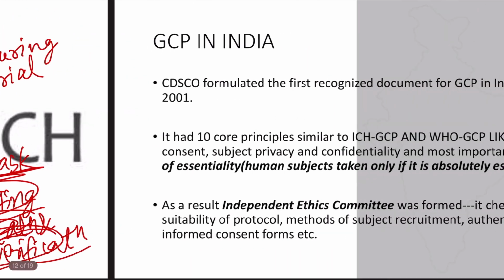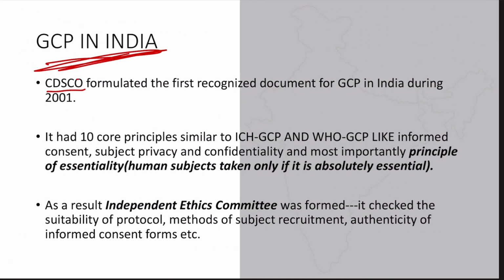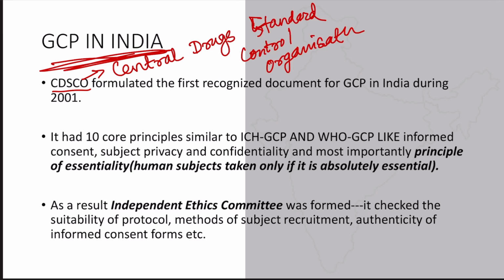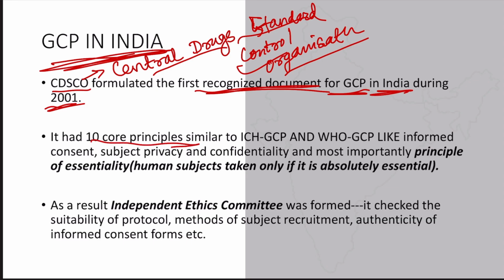Now coming to the next topic, that is GCP in India, that is Central Drug Standard Control Organization. So CDSCO, that is Central Drug Standard Control Organization, formulated the first recognized document for GCP in India during the year 2001, and it had 10 core principles which were very similar to ICH GCP and WHO GCP, that is the 13 principles which we have already discussed. So Indian GCP also follows them, and the factors which were actually considered and which were very much similar to ICH GCP includes informed consent, as it is obvious.